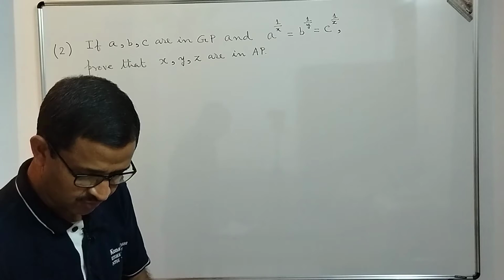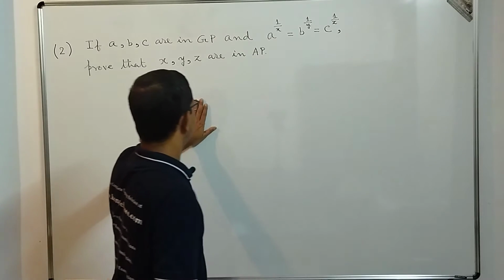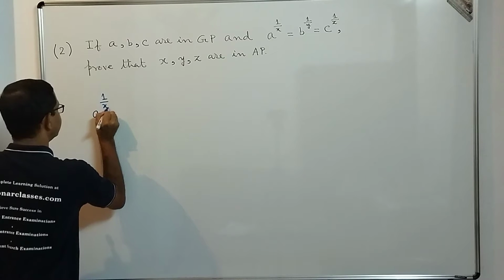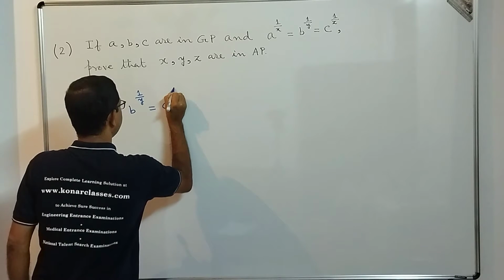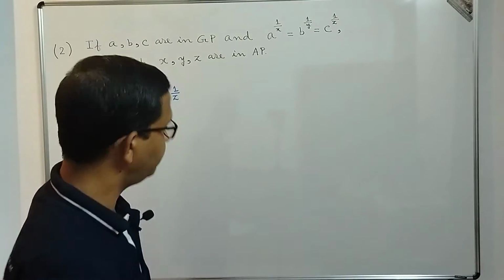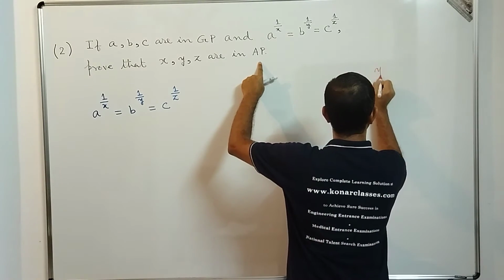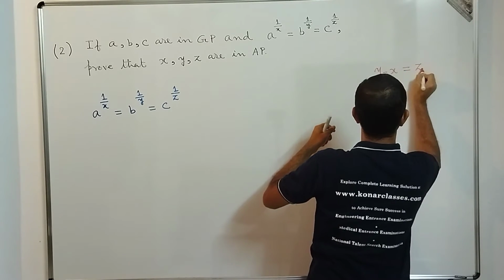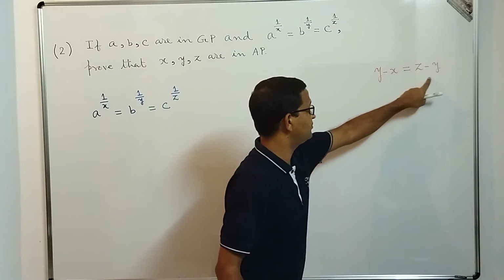Okay, dear students, let's proceed to this. Now, according to the question, whatever is given, that a power 1 by x is equal to b power 1 by y is equal to c power 1 by z. That is given to us. And what you need to prove? Let me write in the red color, that x, y, z are in AP. That means y minus x should be equal to z minus y. That you need to prove.